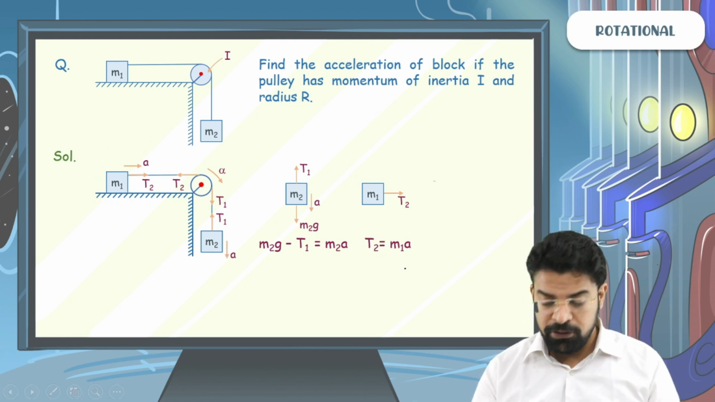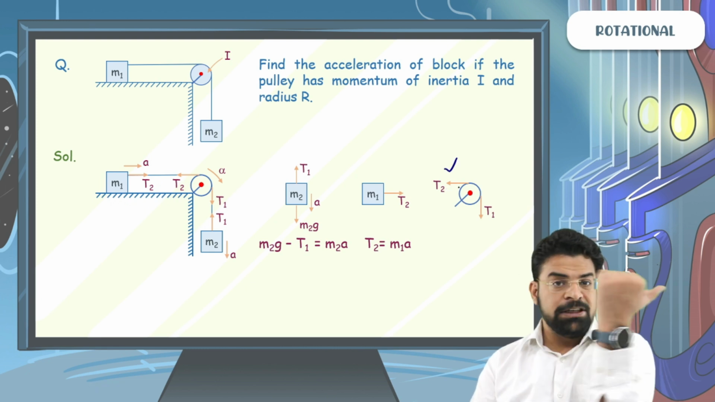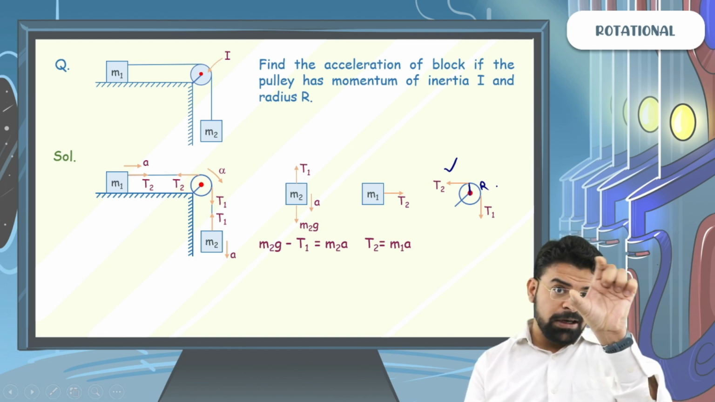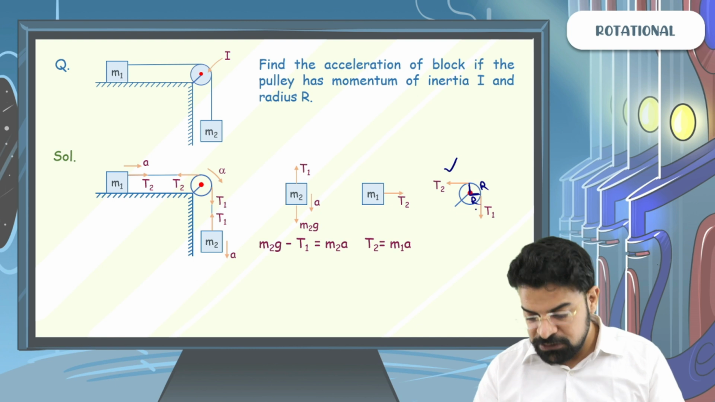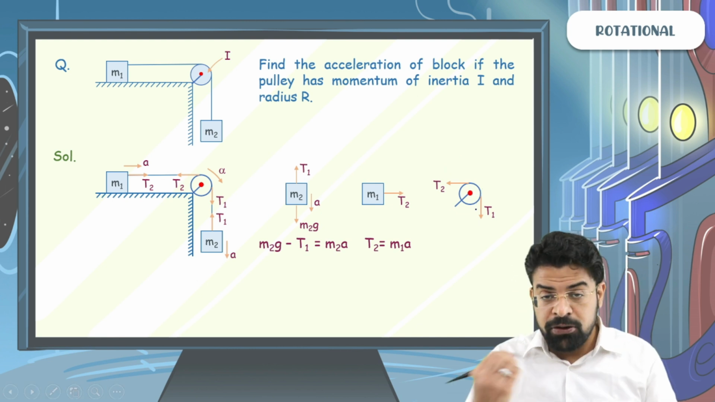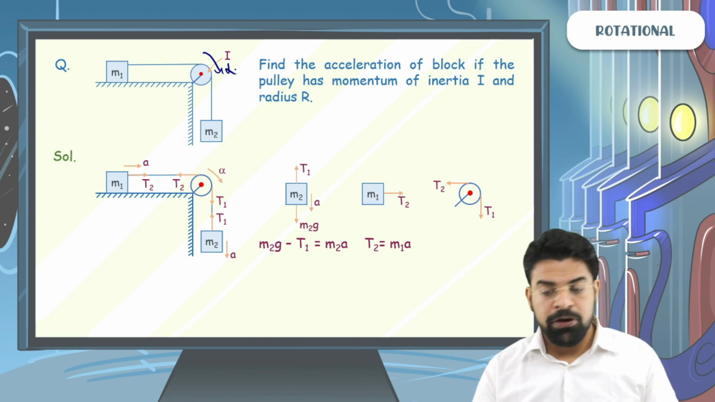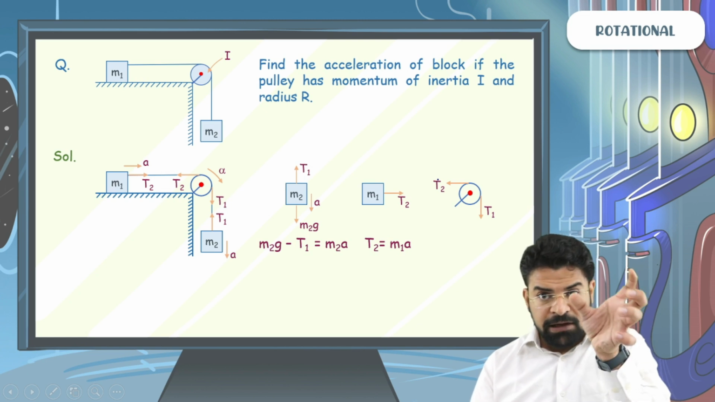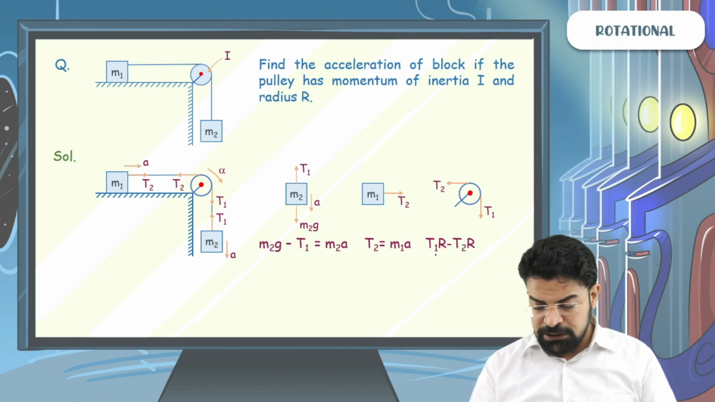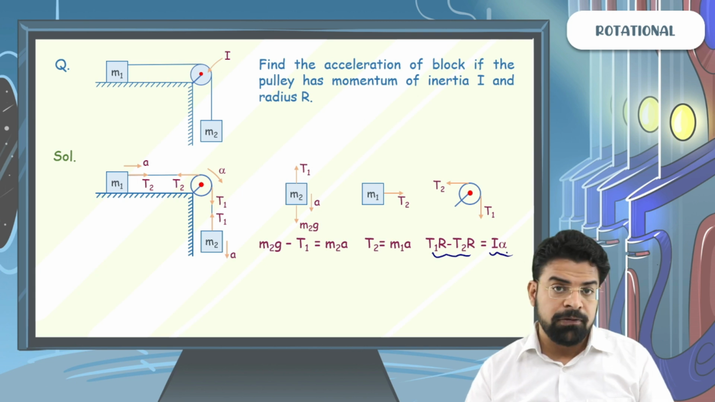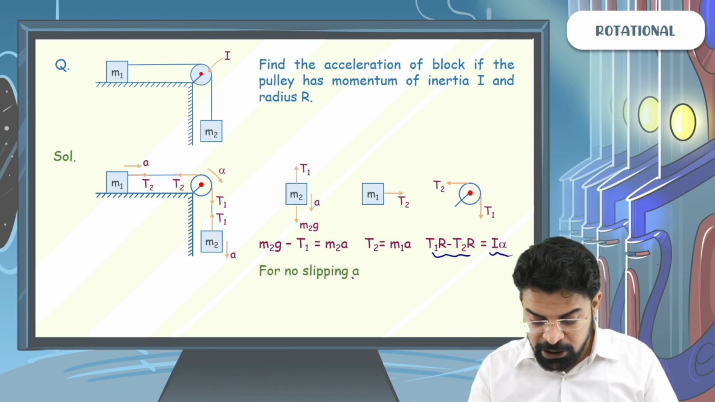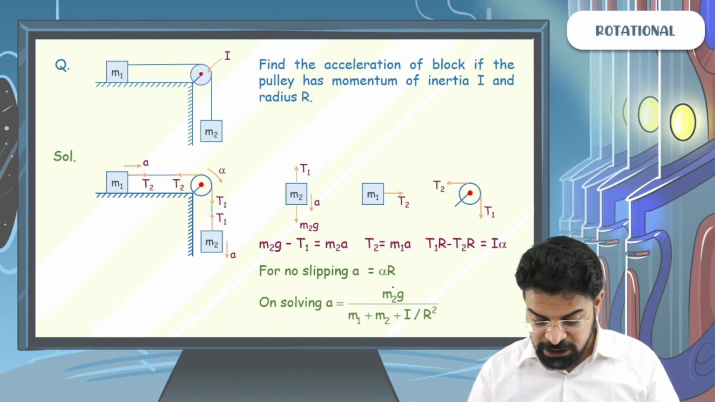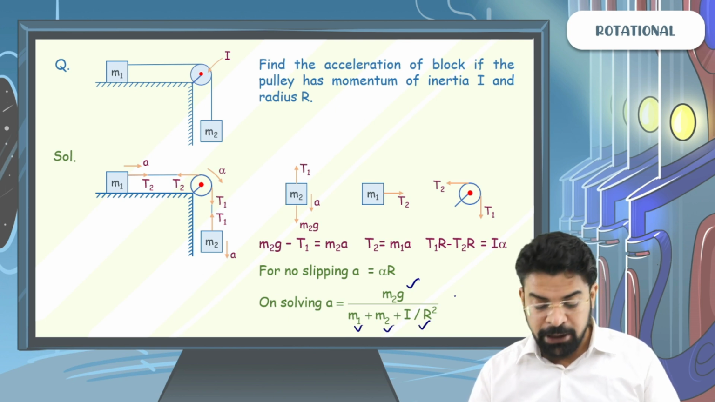Now you can make the torque equation on the pulley. On the pulley there is a tension T2. This tension T2 acts at a distance r from the center and is trying to turn it anti-clockwise, while the tension T1 is trying to turn it clockwise. We know that this pulley will turn clockwise, so T1 has to be more than T2. So you will write the net torque equals T1r minus T2r, and this net torque has to be equal to I into alpha, and again the condition for no slipping, a equals alpha r. On solving these four equations, you get the answer as m2g by (m1 plus m2 plus I by r square).